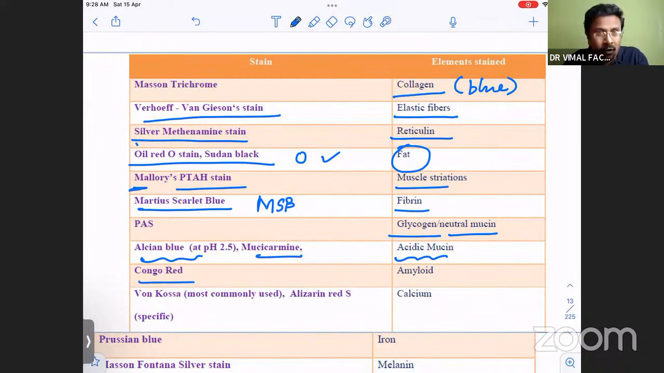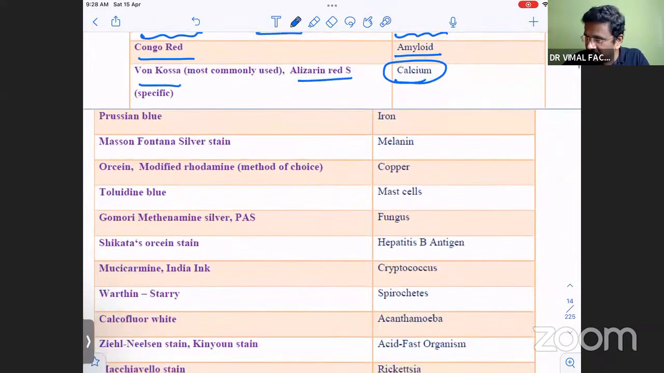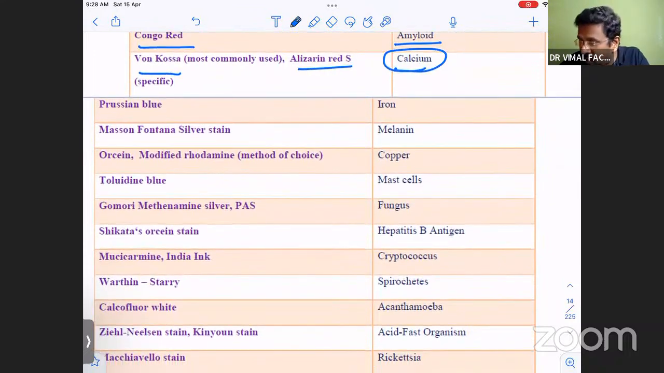Yes, all of us know that Congo red stains for amyloid, and von Kossa and alizarin red both are used to stain calcium, but the subtle difference is there. Von Kossa is the most commonly used stain, and alizarin red is the most specific for calcium. This we just saw: Pearl's Prussian blue for iron, and Masson Fontana.